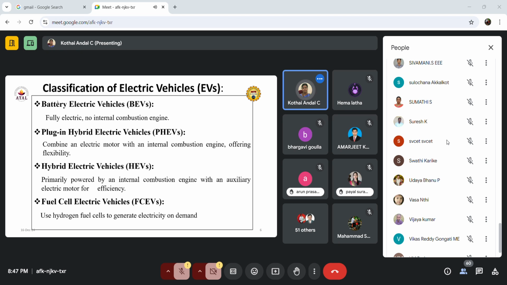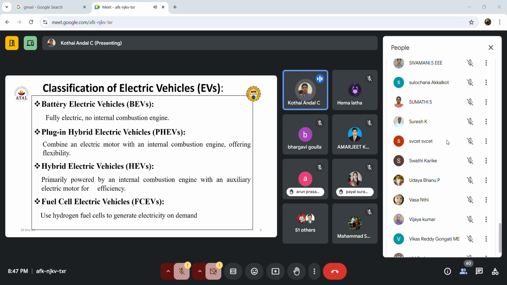Next we have the plug-in hybrid. Here is the combination of both. We have the battery as well as the IC engine. Here the main source is the battery. When the charge is depleted, when the charge is going down, the vehicle propulsion is supported by the IC engine. So it offers more flexibility than the battery-alone vehicle.